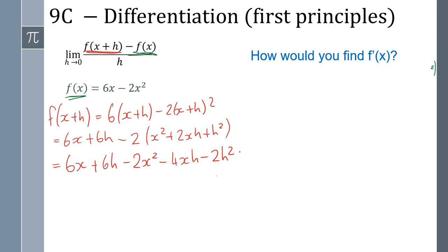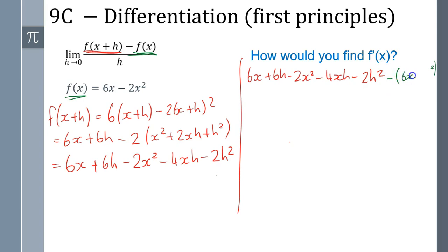Okay, now let's put it together. So I've got f of x plus h. So I've got 6x plus 6h minus 2x squared minus 4xh minus 2h squared minus 6x minus 2x squared. And I'm going to distribute those brackets now because I don't want to write it again. So minus 6x plus 2x squared. 2 negatives make a positive. And that is all over h.